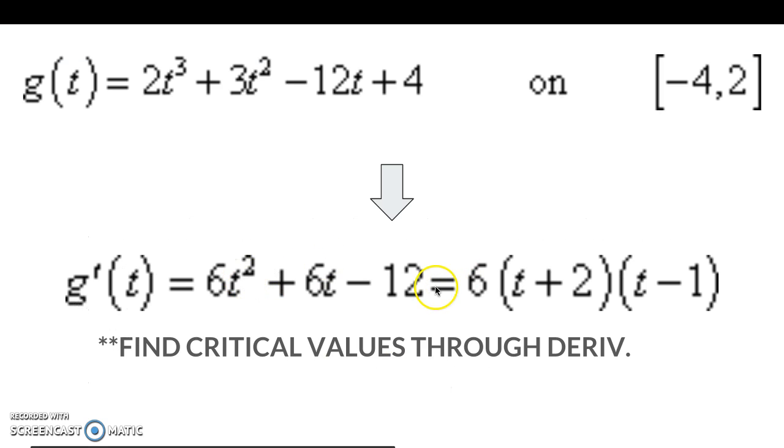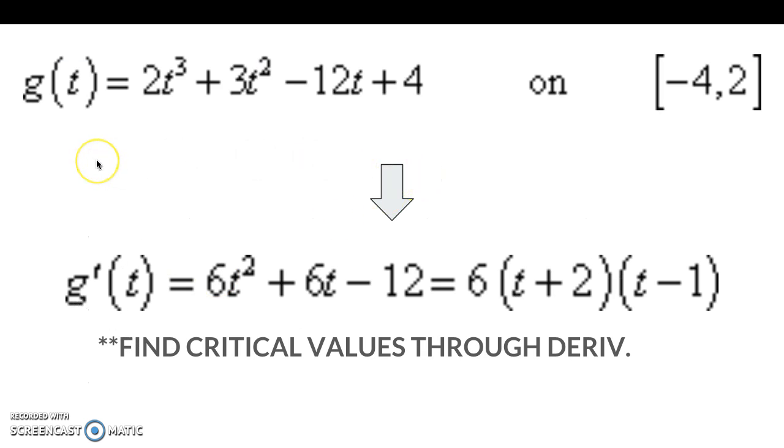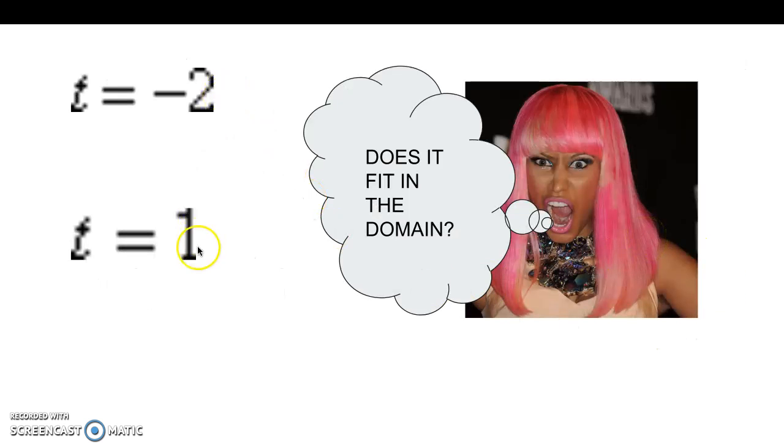So I provided an example here. This is the original function, the g of t function, which is 2t cubed plus 3t squared minus 12t plus 4 on the interval from -4 to 2. Now, our second step was to find all the critical points that fit in the domain. So to find the critical points, again, we take the derivative. When we take the derivative of the original function, we get 6t squared plus 6t minus 12. When we simplify this, we get 6 times (t plus 2) times (t minus 1). Now, common sense, we know how to find the critical values now. It's obviously -2 and 1.